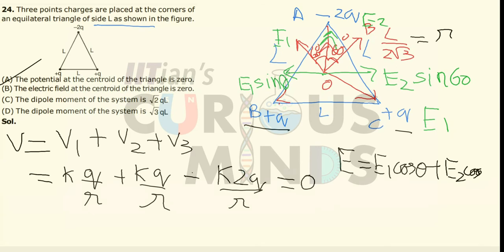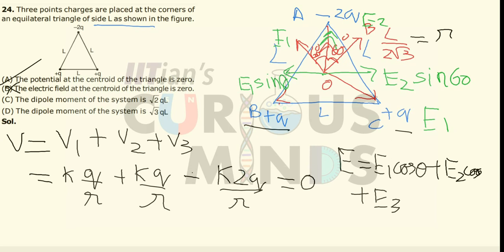Plus the electric field due to the third part, that is due to the negative 2Q charge. All three of them are in the same direction, so they will not get cancelled out. So the electric field at the center will not be equal to 0. So option B is incorrect.